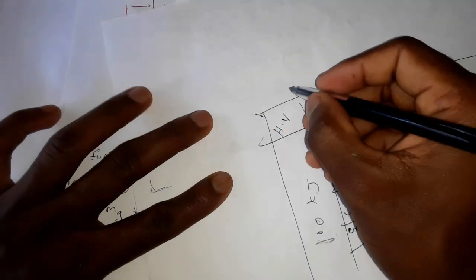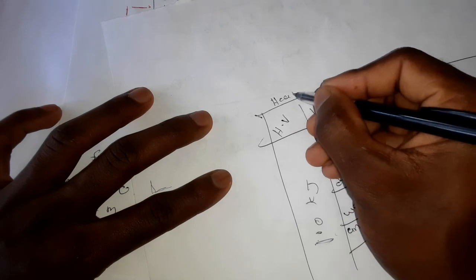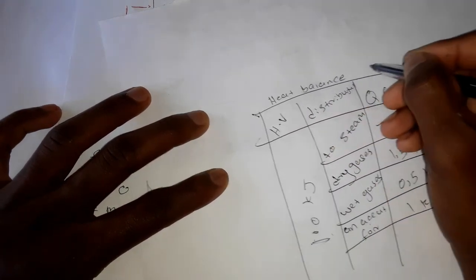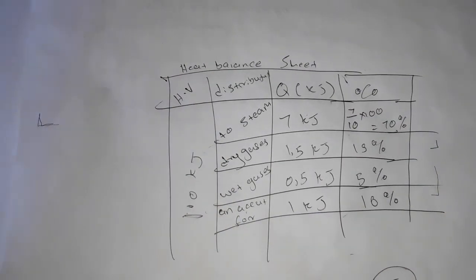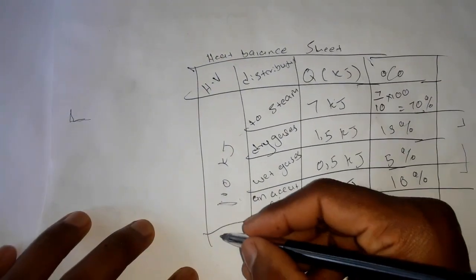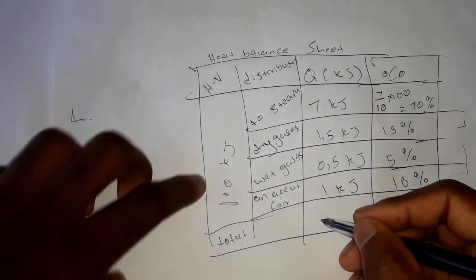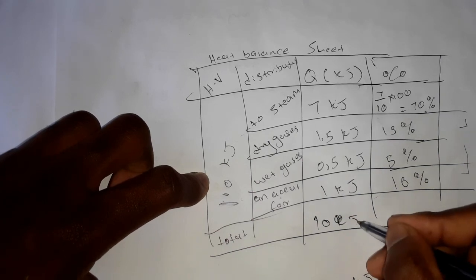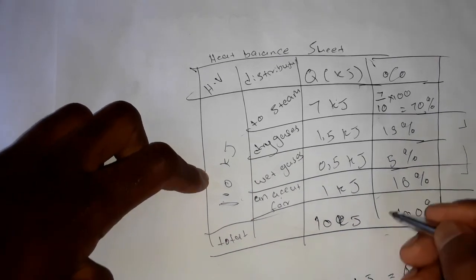And this is the heat balance sheet. And that is how we go about drawing the heat balance sheet. Here we are going to have total. The total of this column should be 10 kilojoules. This is 100. We know percent it's 100.